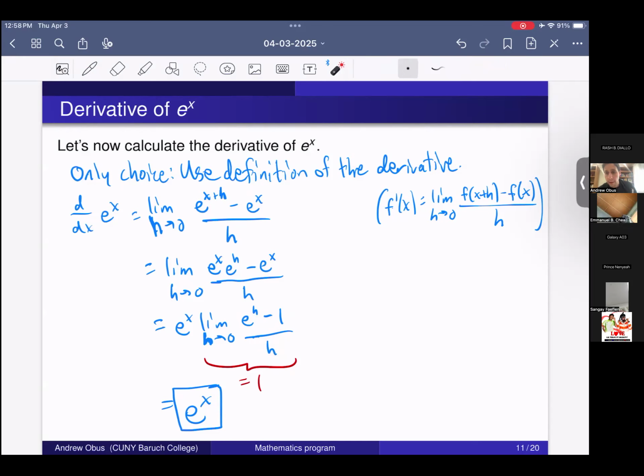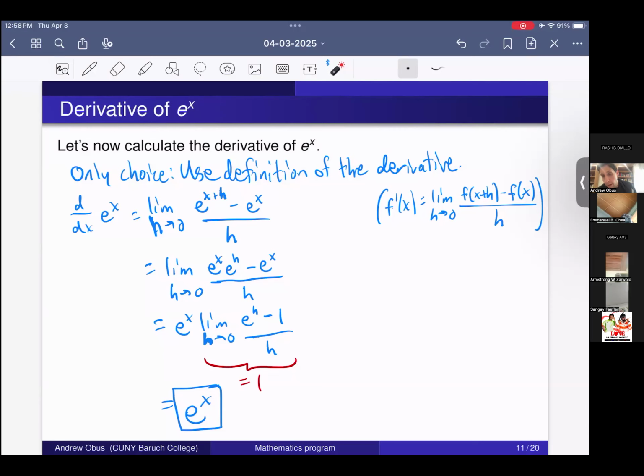First principle. Sorry, the first principle, right? Sorry, say that again. Hello? Yes, Rush? The first principle we're applying, right? Yeah, first principle. Exactly.